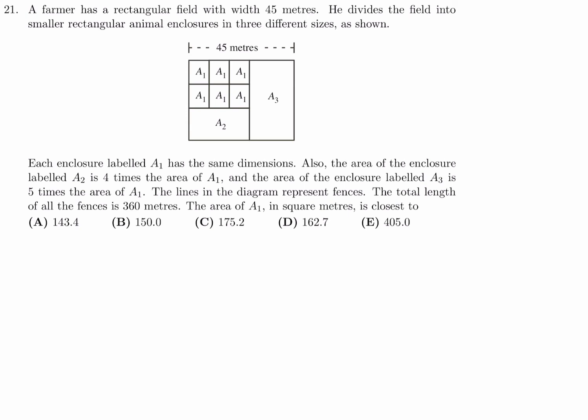A farmer has a rectangular field with width 45 meters. He divides the field into smaller rectangular animal enclosures in 3 different sizes as shown. Each enclosure labeled A1 has the same dimensions. Also, the area of the enclosure labeled A2 is 4 times the area of A1, and the area of enclosure labeled A3 is 5 times the area of A1. The lines in the diagram represent fences. The total length of all the fences is 360 meters. The area of A1 in square meters is closest to.